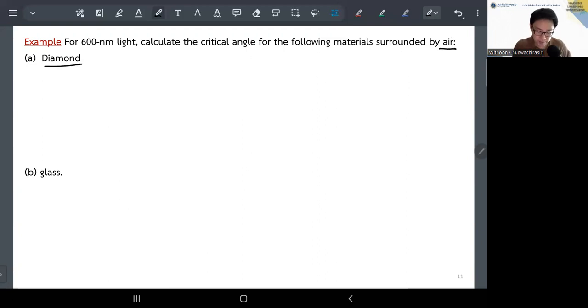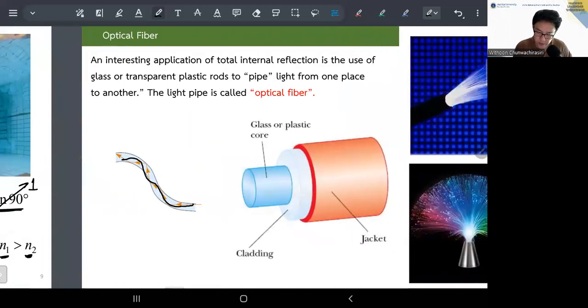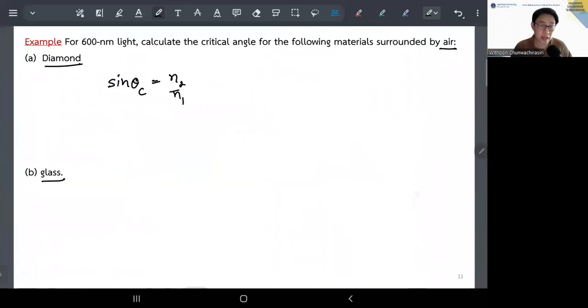So you have a diamond and you have glass. The point is easy. You do sine theta C equals n2 over n1. You can just use this formula. But personally, I don't even memorize this formula, because it's exactly the same as starting from Snell's law. Let me write it like this: n diamond sine theta C, because you want it to come out of it, must be equal to out to where? Out to the air.